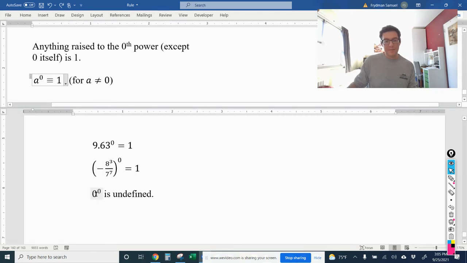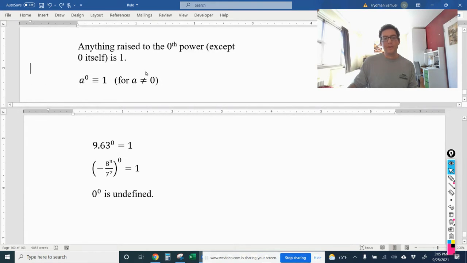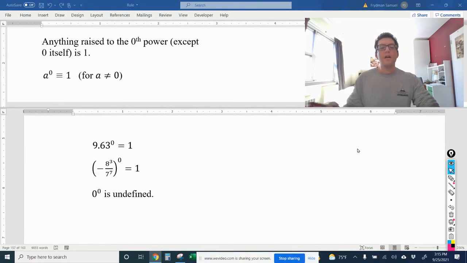Except if the base itself is 0. If the base is 0 and we're raising it to the power of 0, that's undefined, meaning we don't even have a rule for that. Okay, this rule applies for any number except 0. If it's 0 itself over here as the base, then there is no rule for that. It is undefined. All right, so that's the definition.